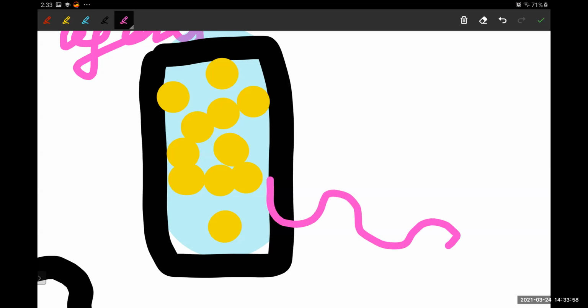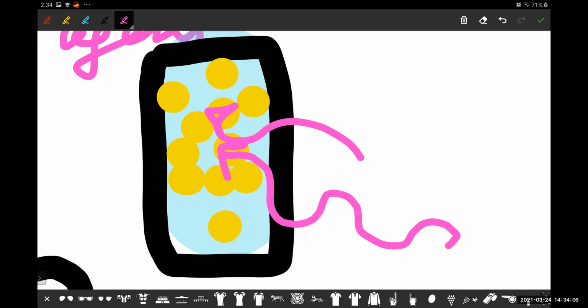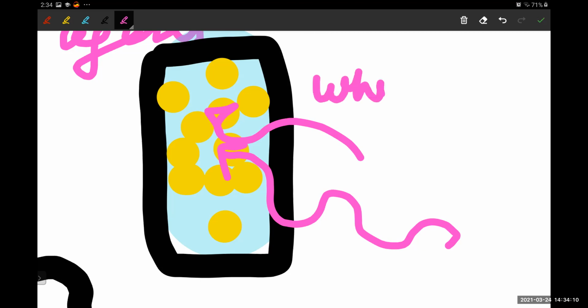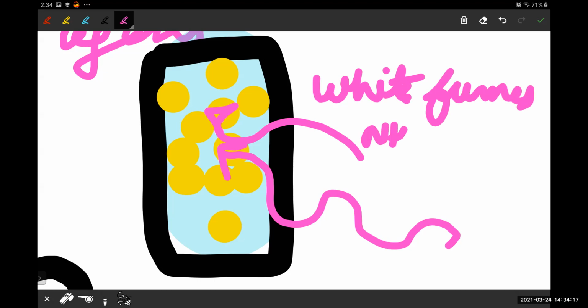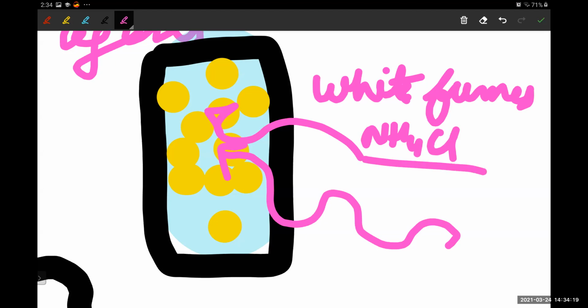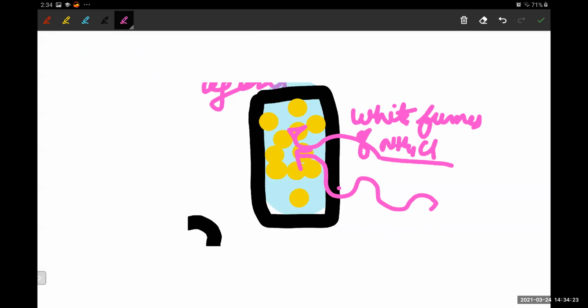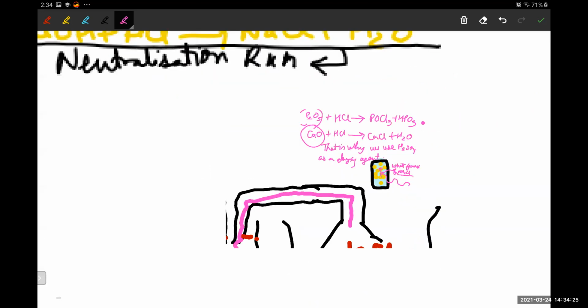So the dried HCl will come and react with this NH3, isn't it? So what will we get? We'll see white fumes coming, white fumes of NH4Cl, that is ammonium chloride. So that was all regarding HCl.